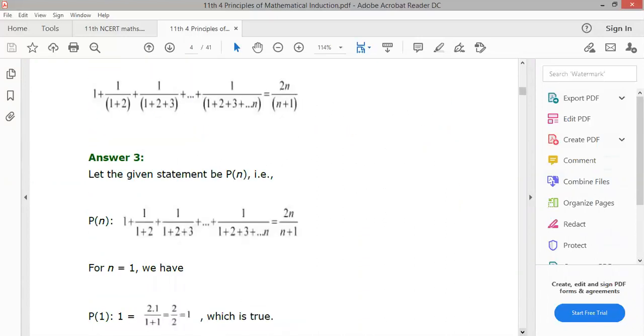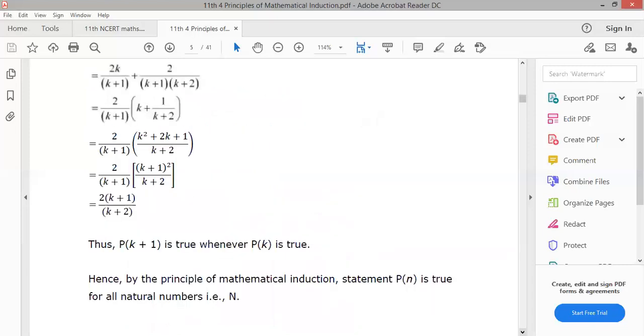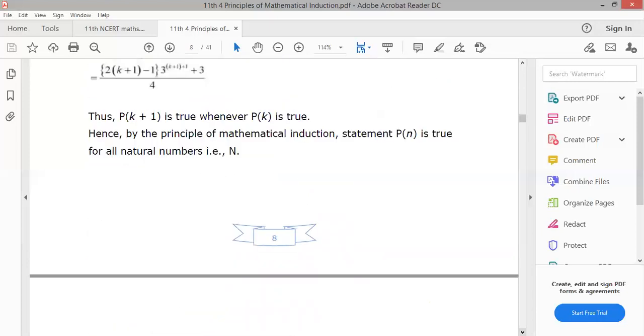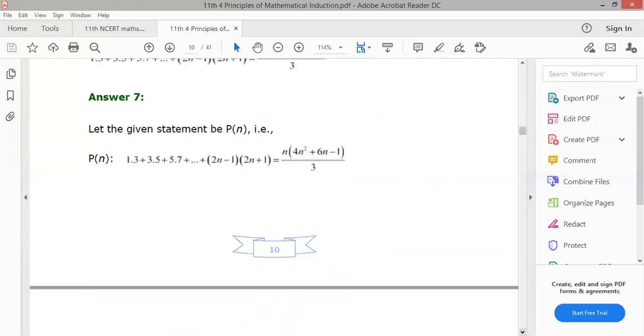So these questions are all based on the same lines. And in these questions, you simply have to be very technical in arranging the terms at the last step. So the rest, this chapter is based on only 2 steps. Let's see, we do one more question.